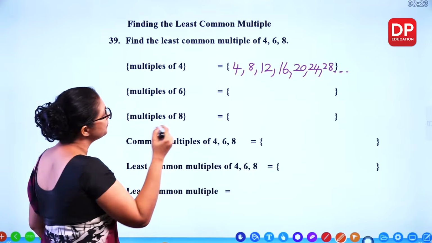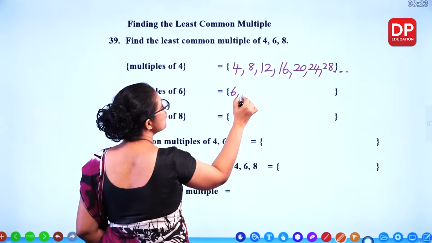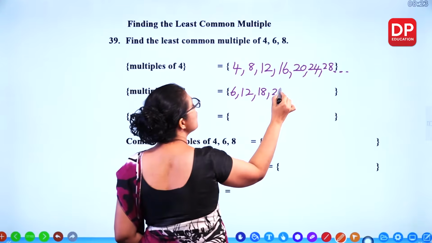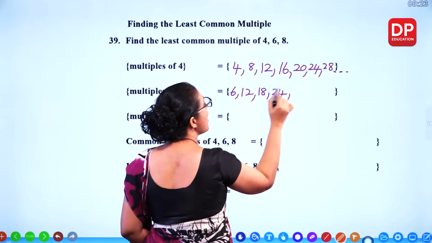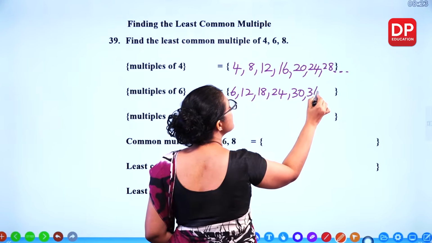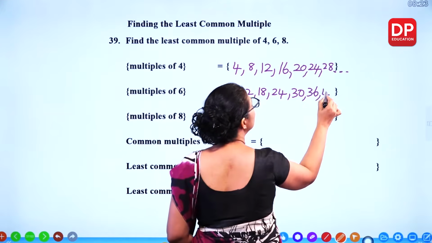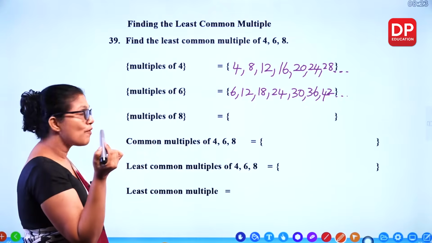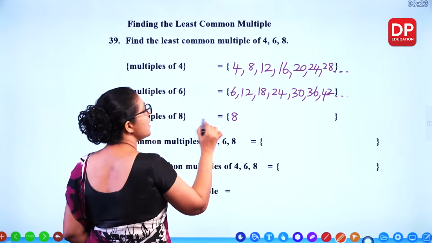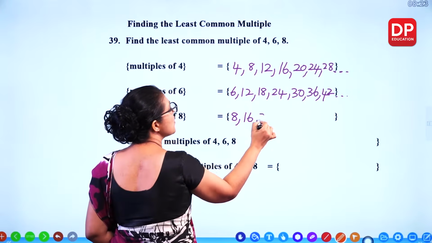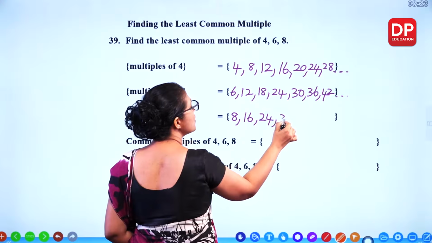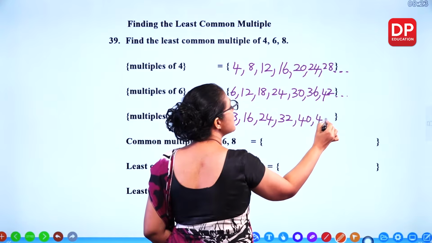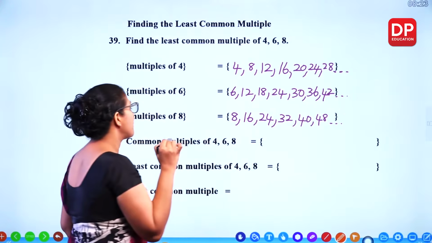Multiples of 6. 6 times 1, 6 times 2, 12. 6 times 3, 18. 6 times 4, 24. 6 times 5, 30. 36. 42. We'll put 3 dots. Multiples of 8. 8 times 1, 8. 8 times 2, 16. 24. 8 times 4, 32. 8 times 5, 40. 48, like that. It's continuing.